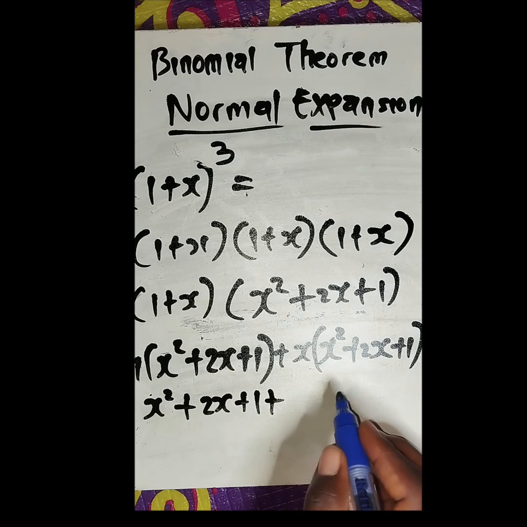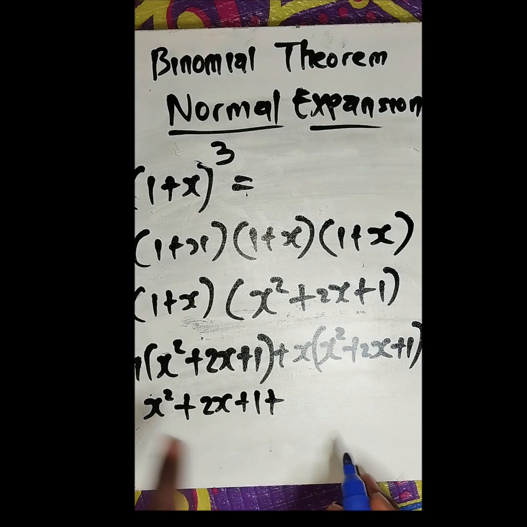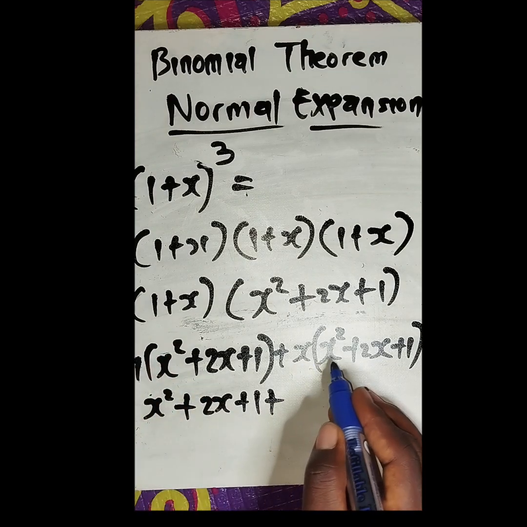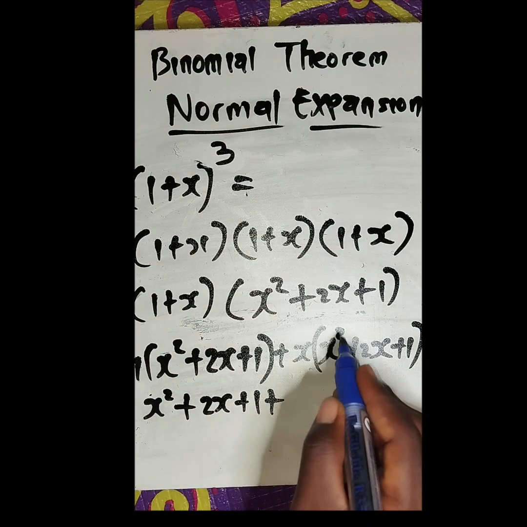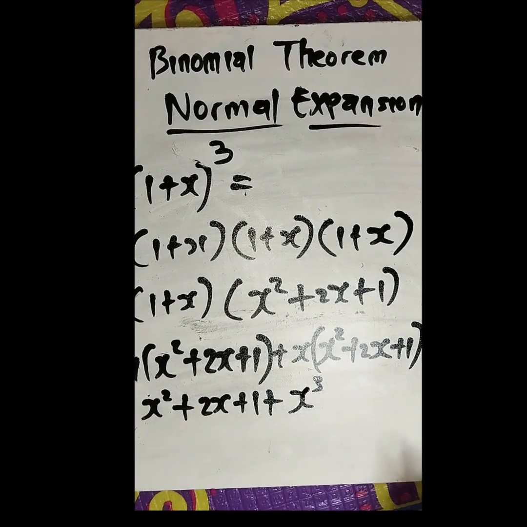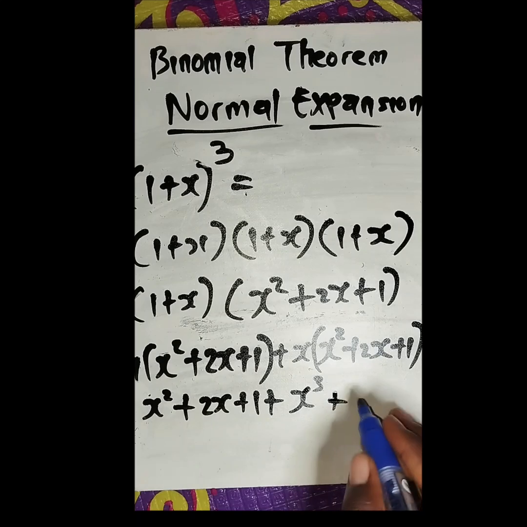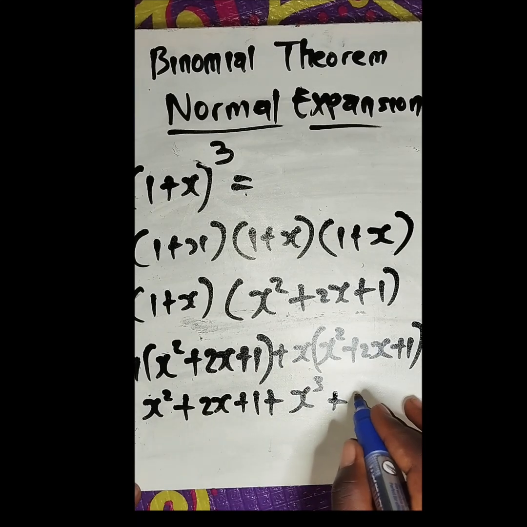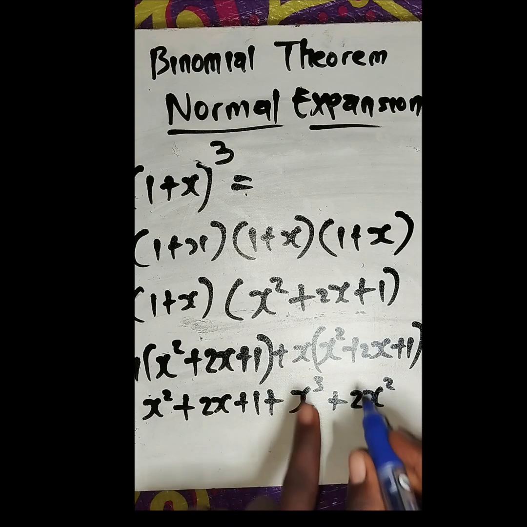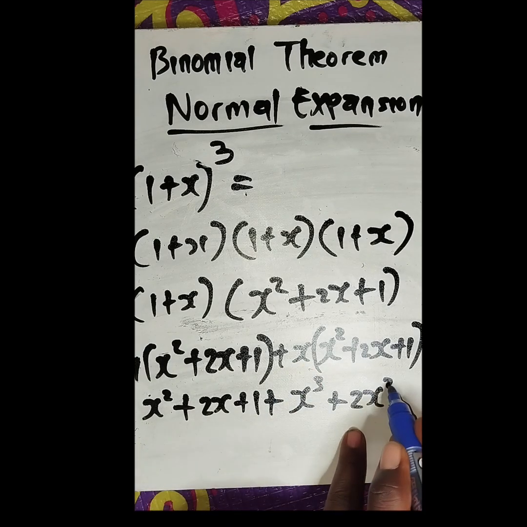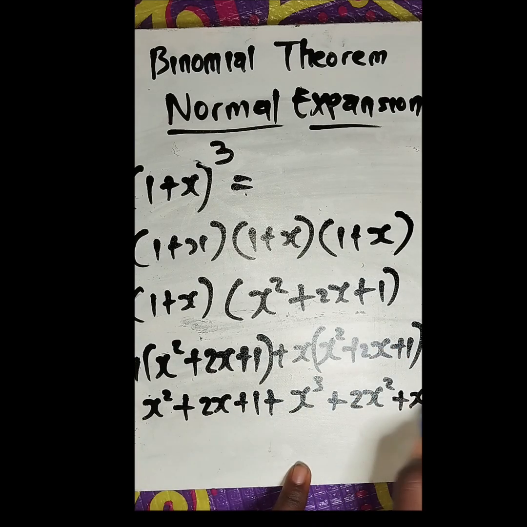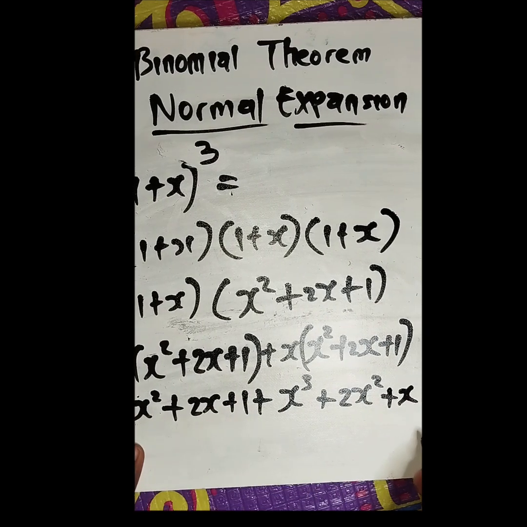Plus x times x squared. I told you, when you have same letters multiplying, you add their powers. x times x squared. This one has a power of 1 outside there. This one has a power of 2. That would give us a power of 3. That's x cubed. Plus x times 2x. That would give us 2x squared. Don't tamper with 2. x times x. That's x squared. Plus x times 1. That would give us just x.